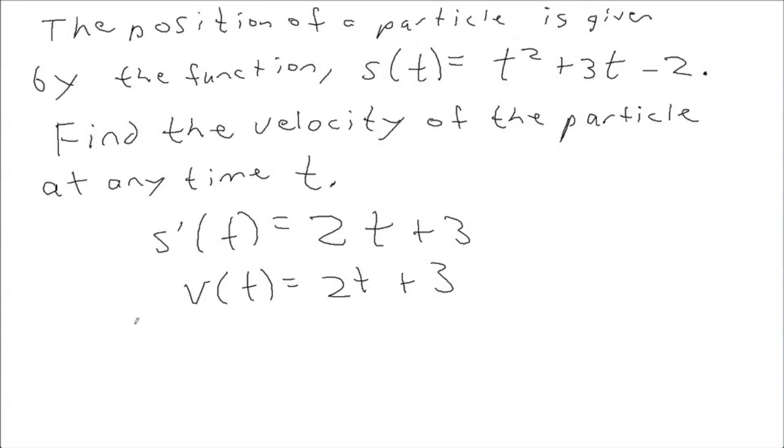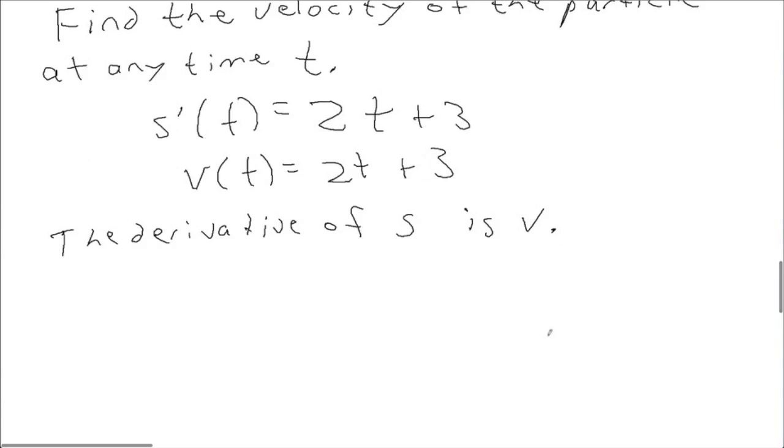Okay. The first derivative of the position function is the velocity. Good. At any given time. So I'll just say the derivative of S is V. Good. Now what's another way to describe the relationship between S and V in words?